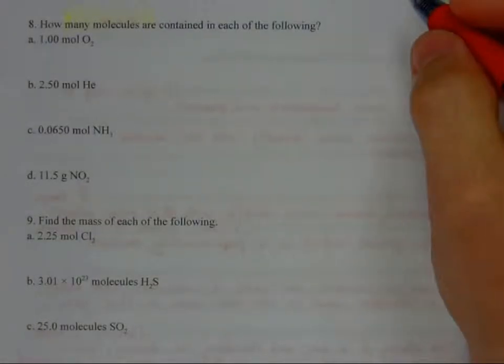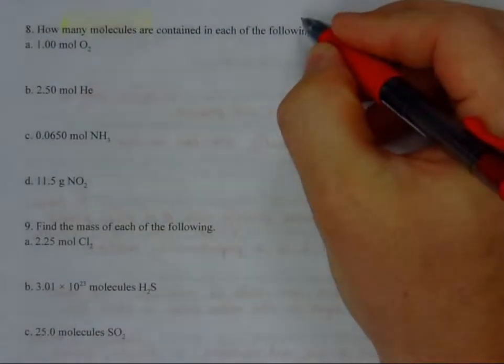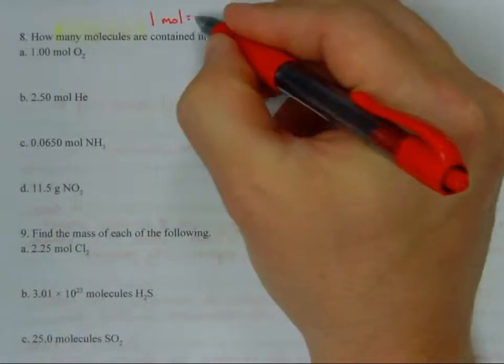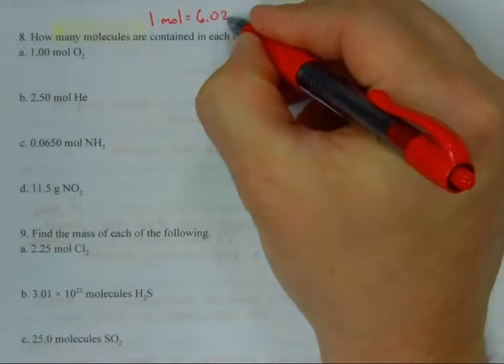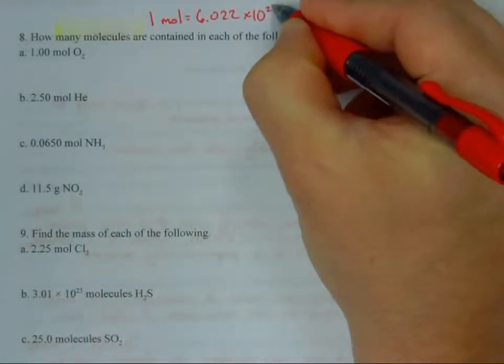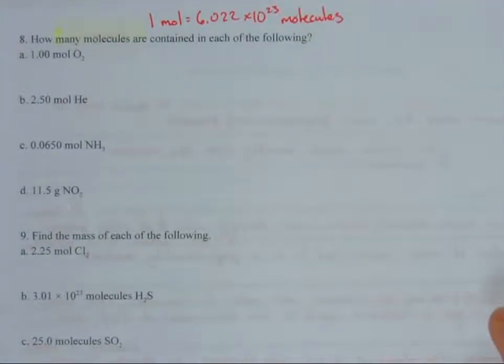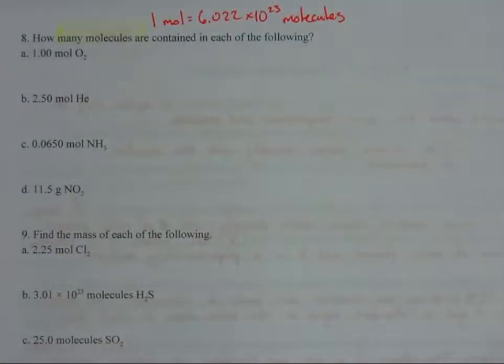Number 8. How many molecules are contained in each of the following? This is actually a little bit more of a review here. Now we're going to be using Avogadro's number here, and that states that in any 1 mole of any substance, there's going to be 6.022 times 10 to the 23rd molecules. Now the actual law uses the term particles, which is a little bit more comprehensive and describes more situations. But we are going to be talking about gas molecules right now, so let's just go ahead and say molecules.